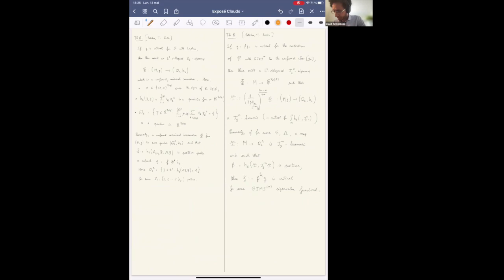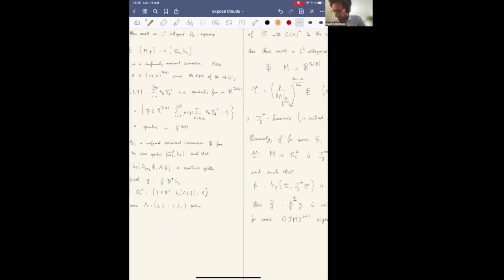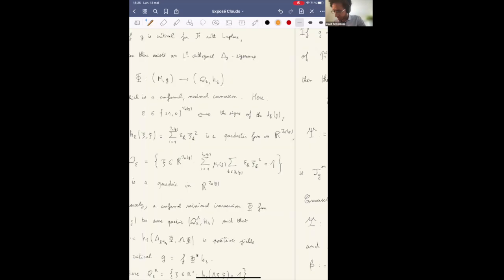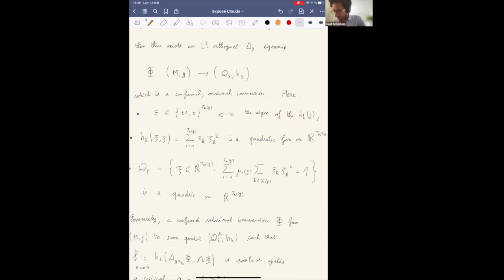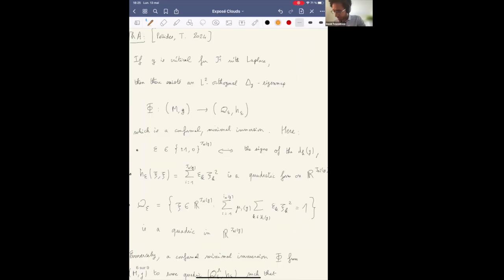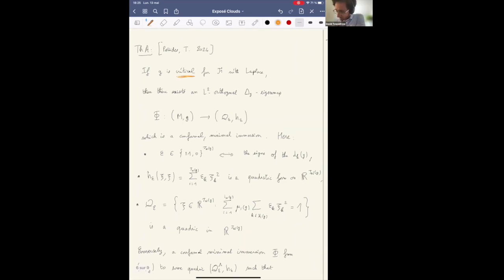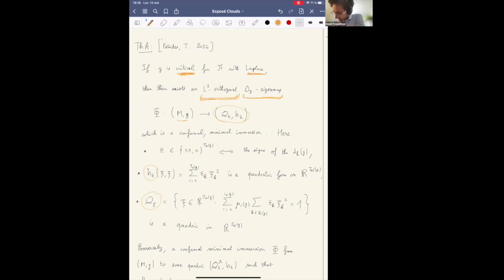So the first one is the following. If metric G is critical, in the sense of the previous definition, critical for F with Laplace spectrum, then there exists an eigenmap, a Laplace eigenmap, which is L2 orthogonal, and which maps M with a metric G to some object. And this object is Q epsilon equipped with H epsilon.